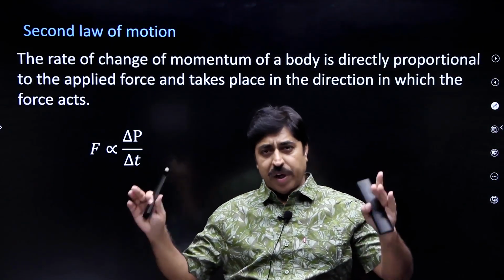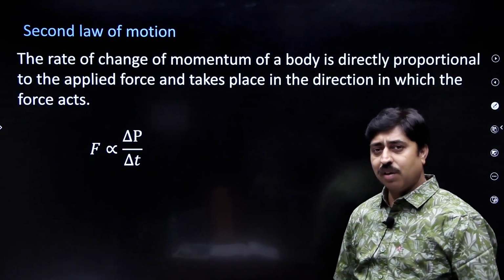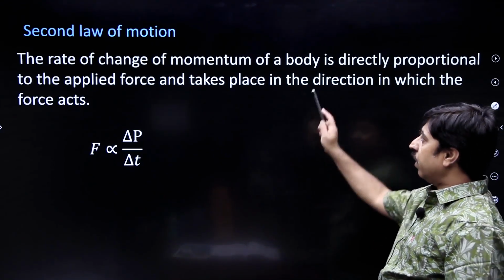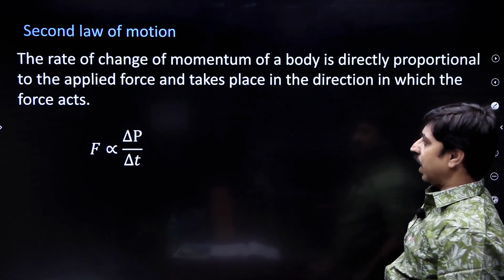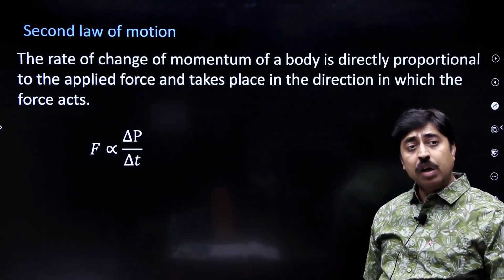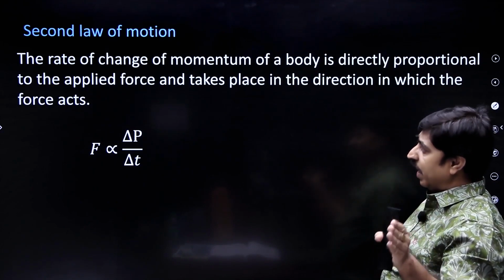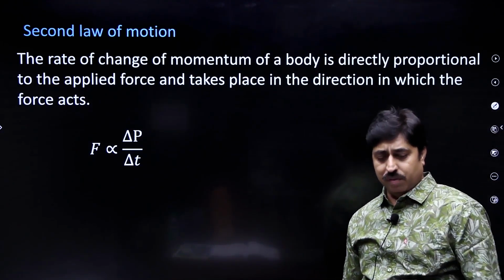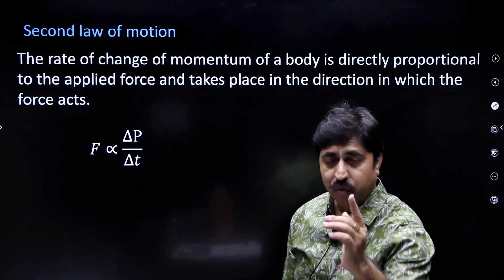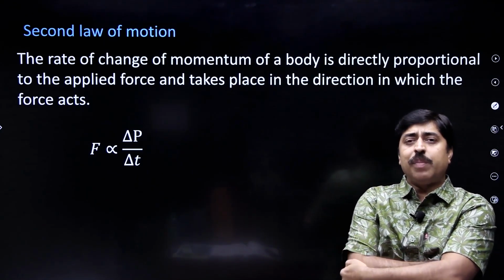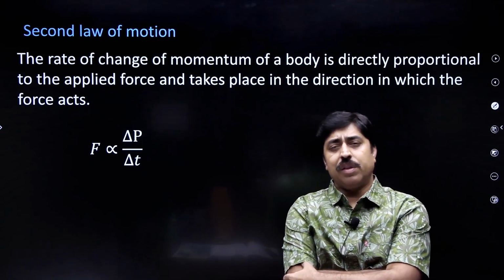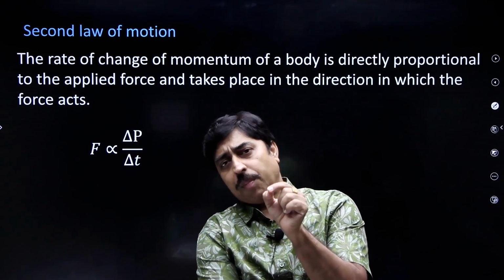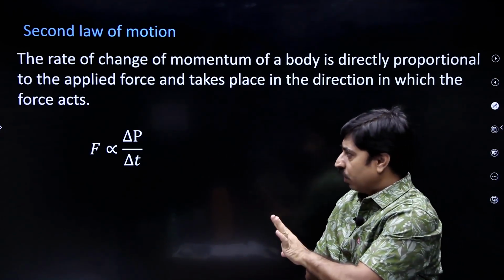Okay. Now, we are in a position to write the second law of motion. Newton's second law of motion says that the rate of change of momentum of a body is directly proportional to the applied external force and takes place in the direction of the force. If you apply a force on a body, then its momentum begins to change. The rate of change of momentum of the body is directly proportional to the applied force. This is what Newton said.